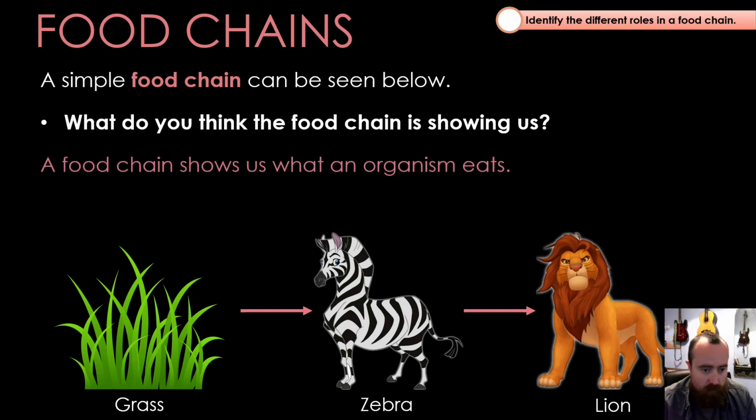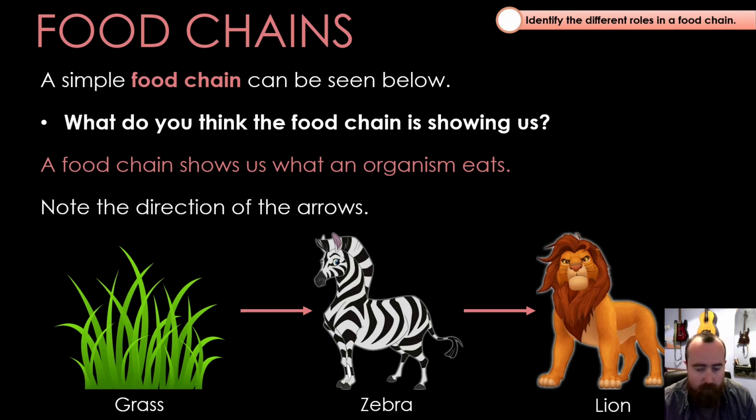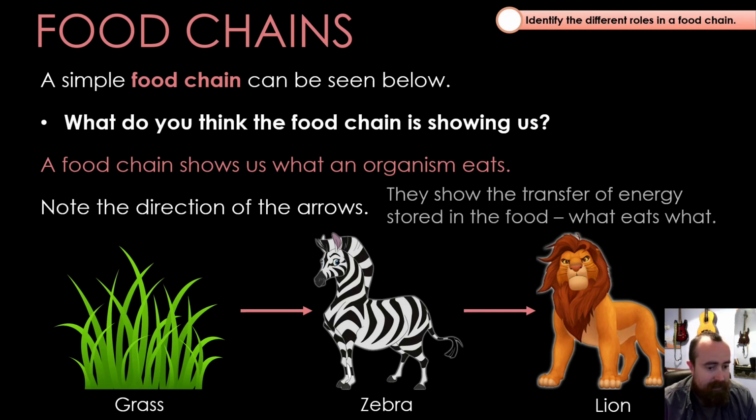So it shows us what the organisms eat. So the zebra eats grass, and the lion eats the zebra. Notice though the directions of the arrows. The arrow goes from the grass to the zebra. That shows us that the zebra is eating the grass rather than the grass eating the zebra. And the arrow goes from the zebra to the lion, meaning that the lion is eating the zebra rather than the other way around.